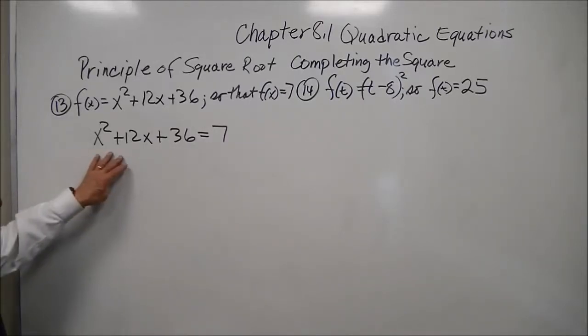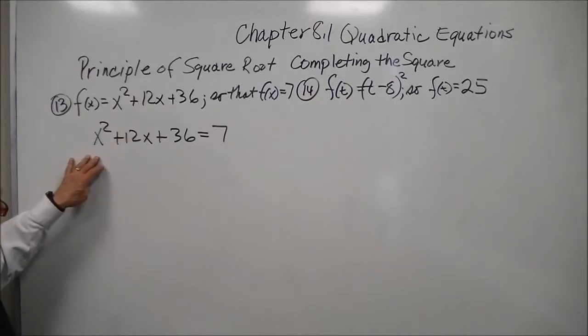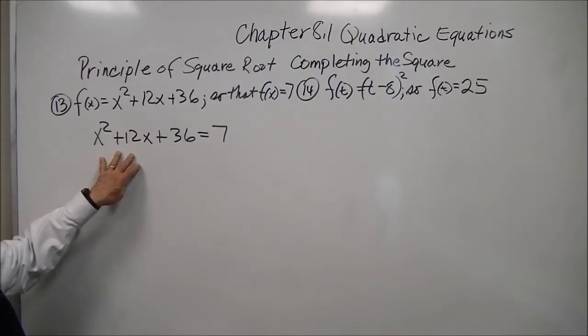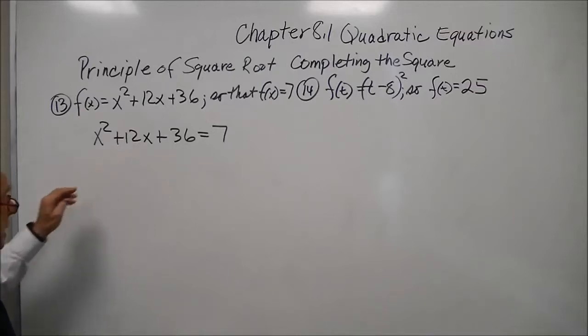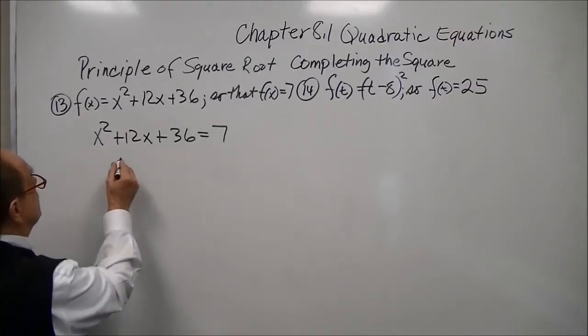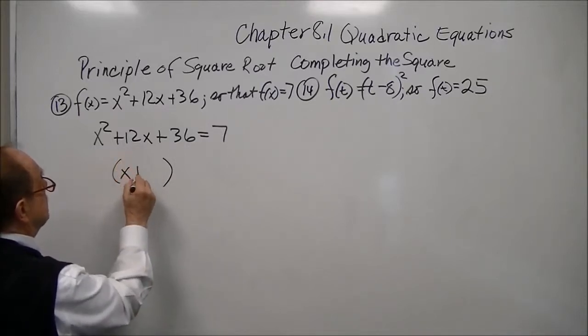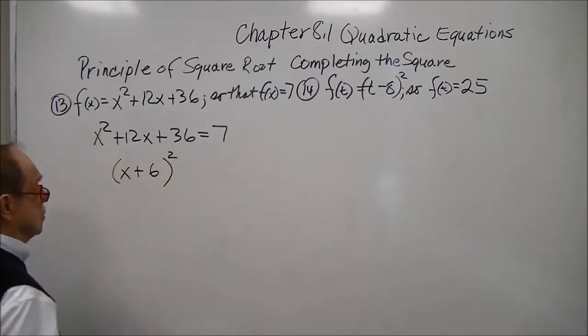Now, I don't know if you see what I see here. This is a perfect square trinomial that will factor into x, half of this, the quantity squared.